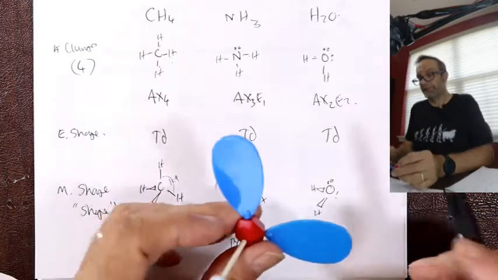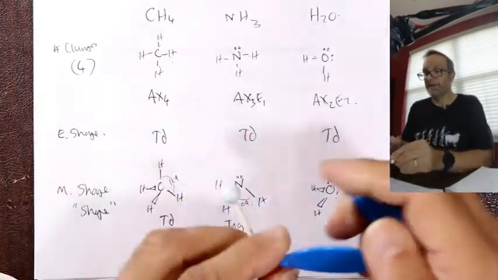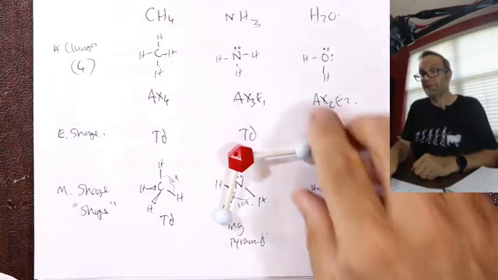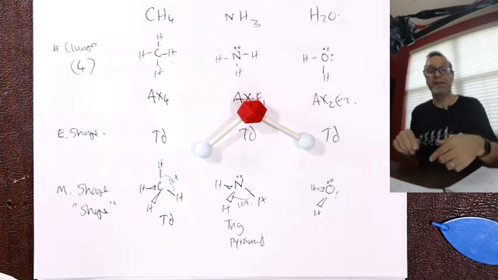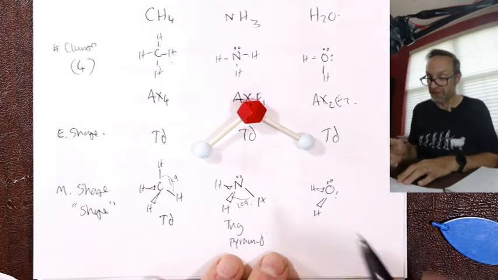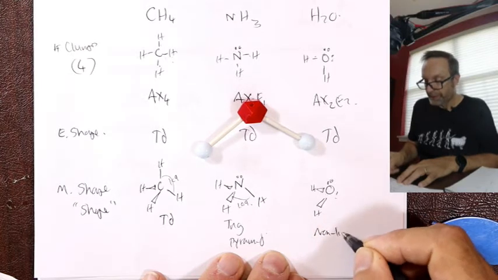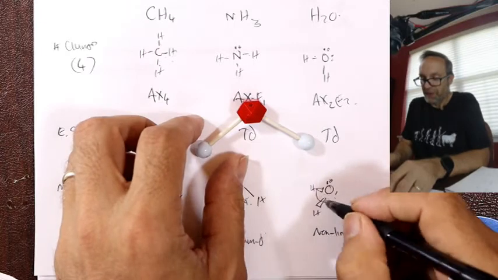Okay, so electronically, four clumps, tetrahedral, pull the wings off the butterfly. Boom, what have I got? It's just three atoms not in a straight line. Straight line we called linear. Guess what? Three atoms not in a straight line. Non-linear. Now, there's lots of non-linear molecules out there, but sometimes the bond angle is different.